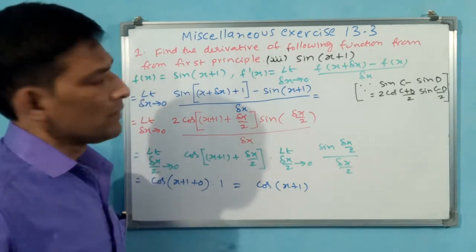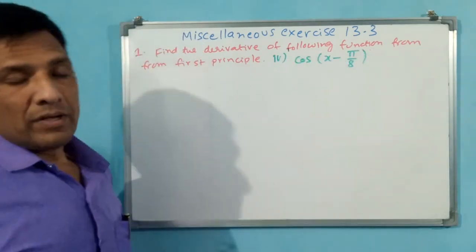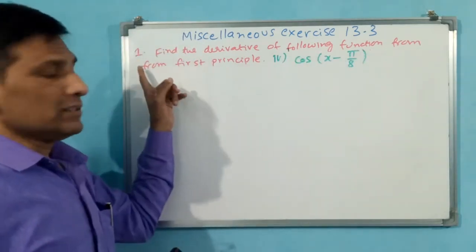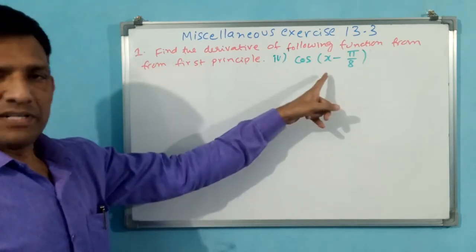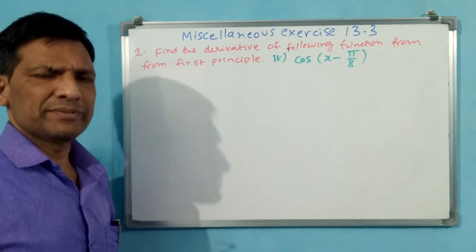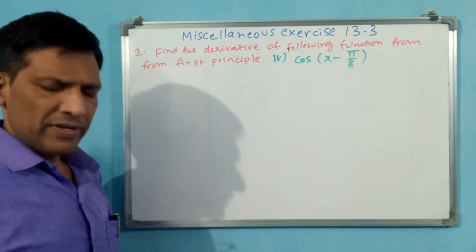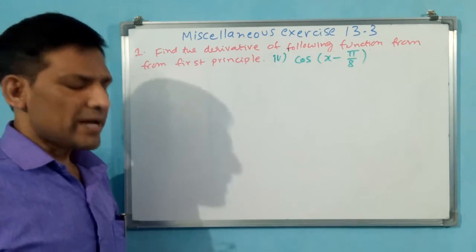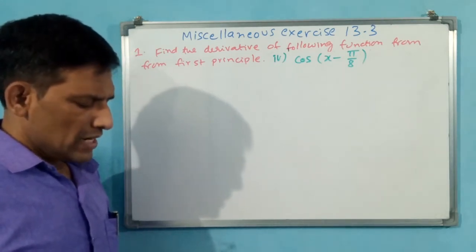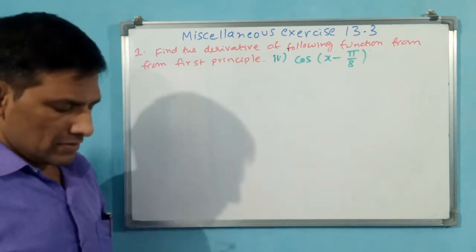Okay. Let us go for the fourth part. See, fourth part of first question. Same, this is a function. We have to find the derivative of this function by first principle. First principle means all limit you have to apply: limit delta x tends to 0, f of x plus delta x minus f of x divided by delta x, you have to write. All you have to do. Let us proceed further.